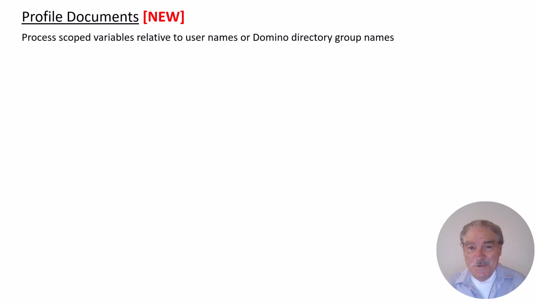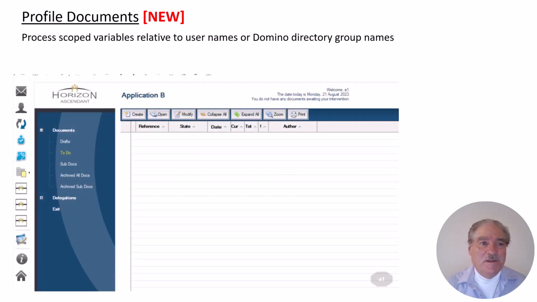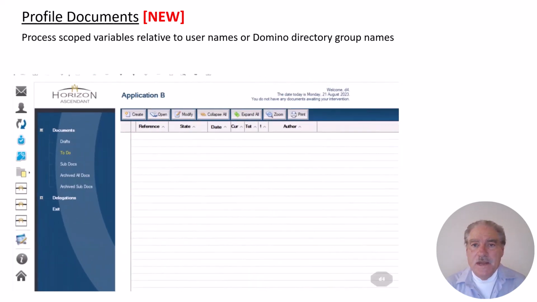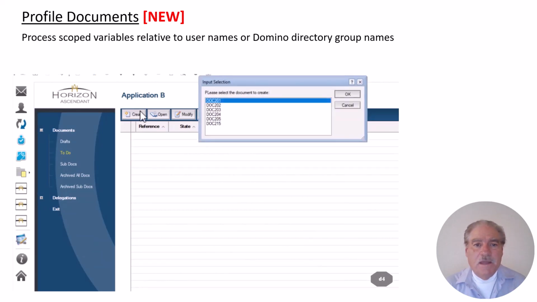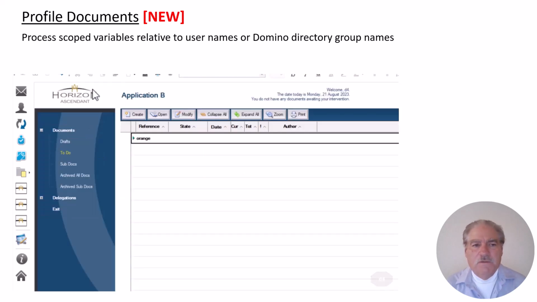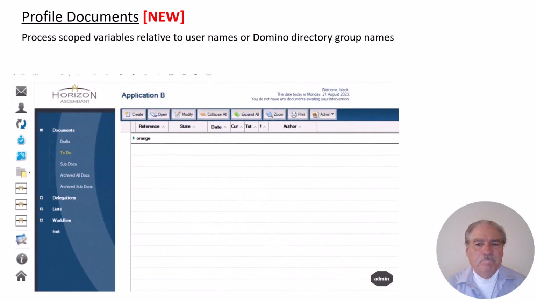Profile documents, this is new. So these are basically process scope variables relative to usernames or Domino directory group names. You'll see here that A1 does not have the authority to create a document of type doc201. However, we'll come in now as user D4. D4 will press the create button. As you can see, doc201 is available to be created by a user of that profile. So D4 will send it away.